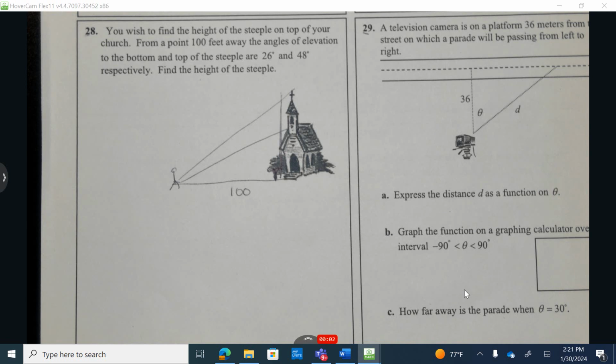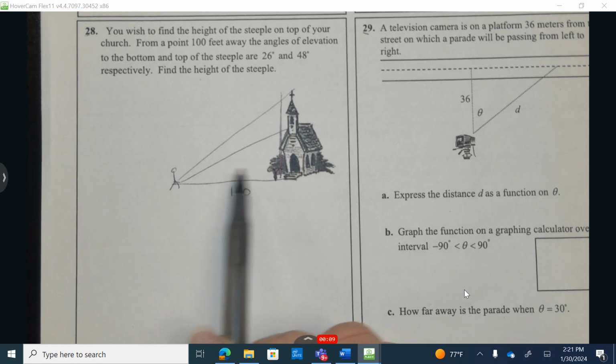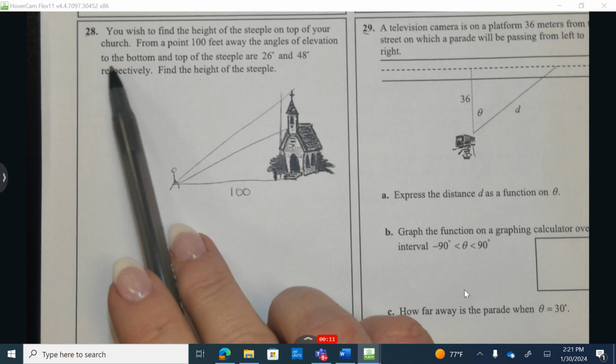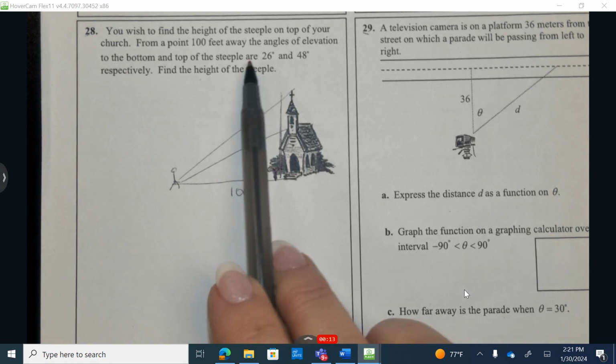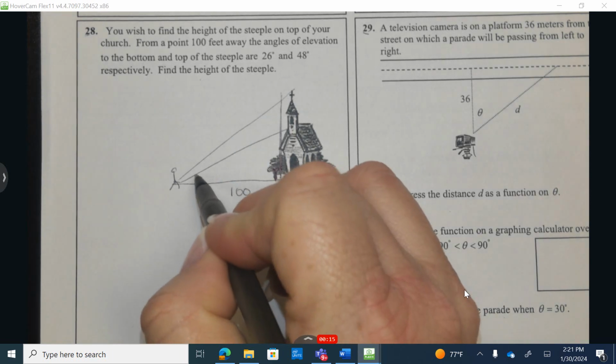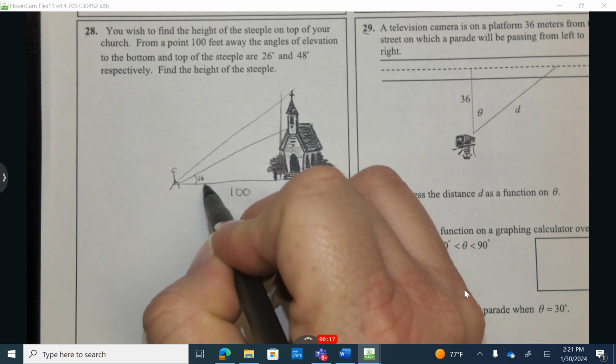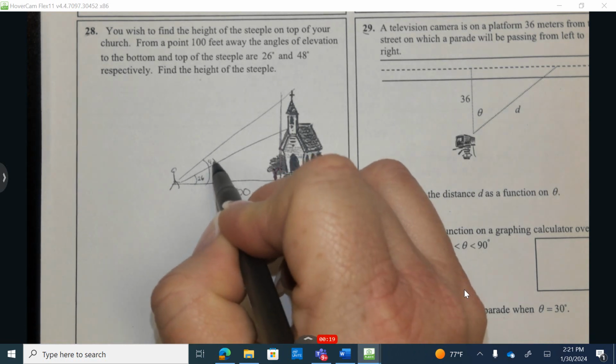Unit 10, review question number 28. You wish to find the height of a steeple on the top of your church from a point 100 feet away. The angles of elevation to the bottom and the top of the steeple are provided. So this angle from here to here is 26, and from here all the way up is 48.